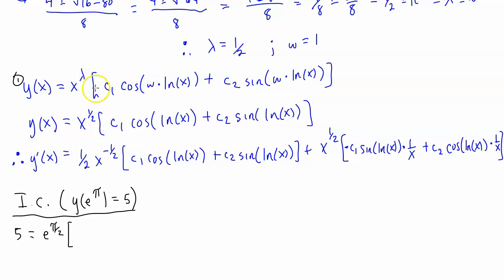And so here we'll have C1 cosine of natural log of e raised to the pi. And then this will be plus C2 sine of natural log of e raised to the pi. So looking here, we know that natural log of e raised to the pi, all of this will just be pi.